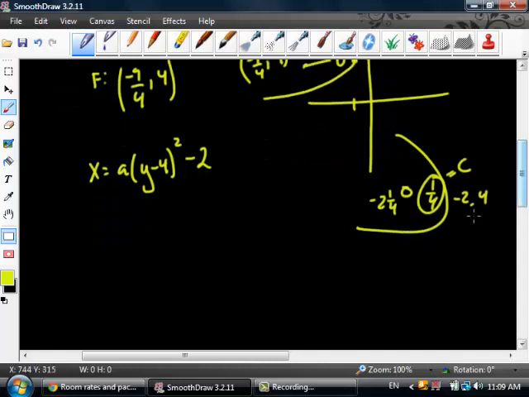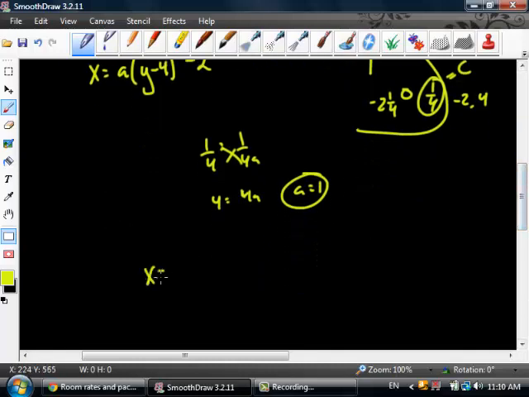Okay. So what I end up with is 1/4 equals 1/4a. Cross multiply, 4 equals 4a. A equals 1. So you end up with x equals y -4 squared minus 2. Now, because this is a leftward facing parabola, it is negative.